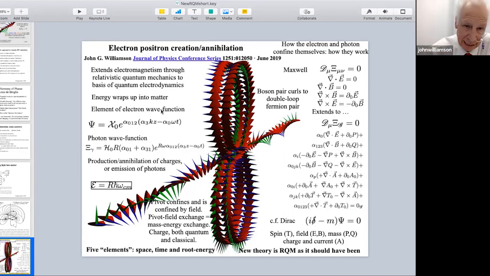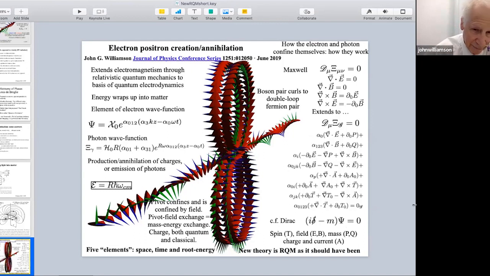So what you start with is an element of electron wave function, photon wave function here. So you either go from this to that or from that to this, production or annihilation of charges or emission of photons, where the energy is given by h bar omega. So these are the equations governing that. We've talked about those. Those are the equations I had before. So that is the process by which electron-positron pairs are created. And they're only ever created in pairs. You can't create just electrons or just positrons because you need to conserve all the conserved quantities: energy, momentum, charge, spin, lepton number, et cetera.